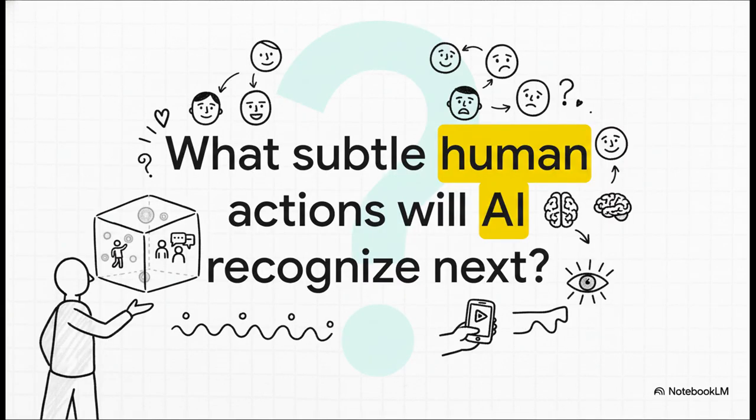And this brings us to a really fascinating final thought. Once an AI can reliably tell the difference between big, obvious actions like skiing and dining, what comes next? What about all the subtle things we do? A quick glance, a slight hesitation, a tiny hand gesture? What happens when AI learns to see and understand those too? We are truly just scratching the surface.